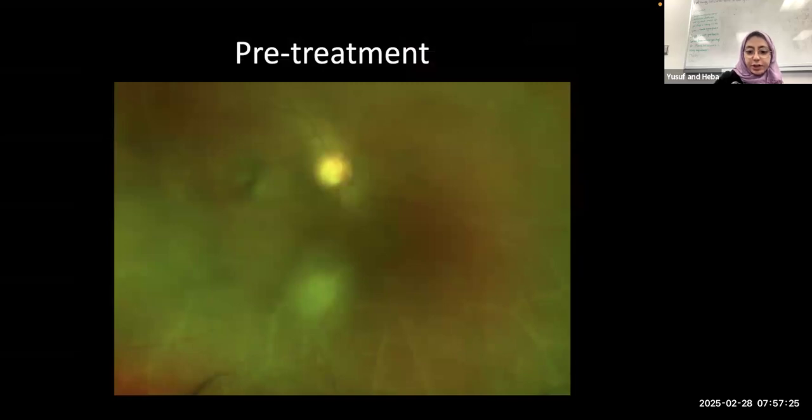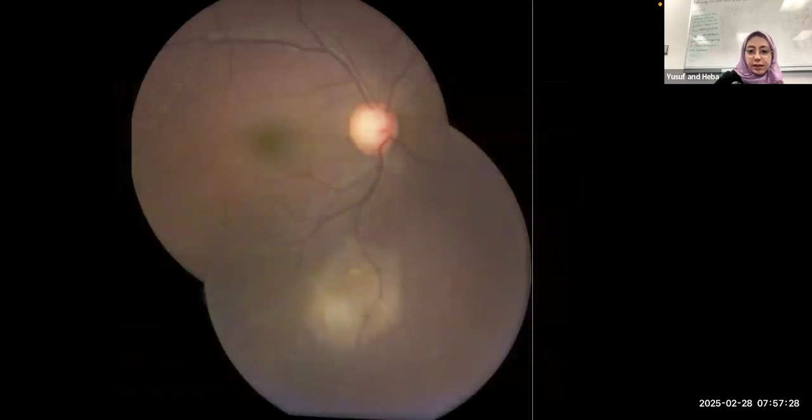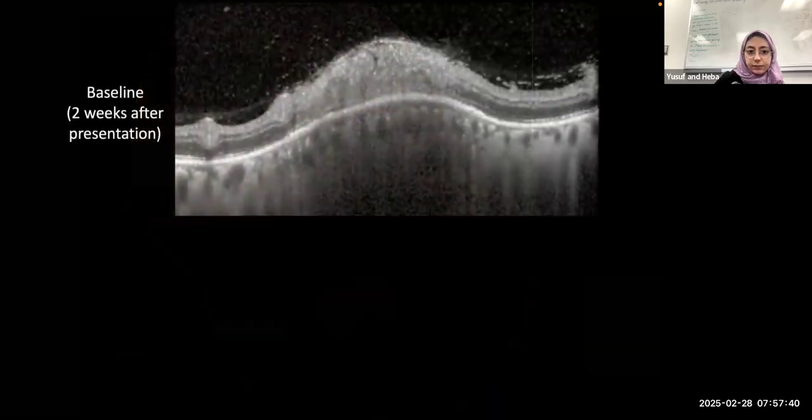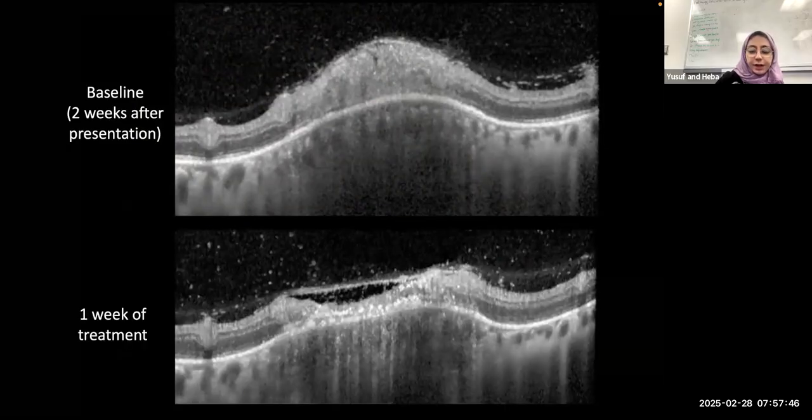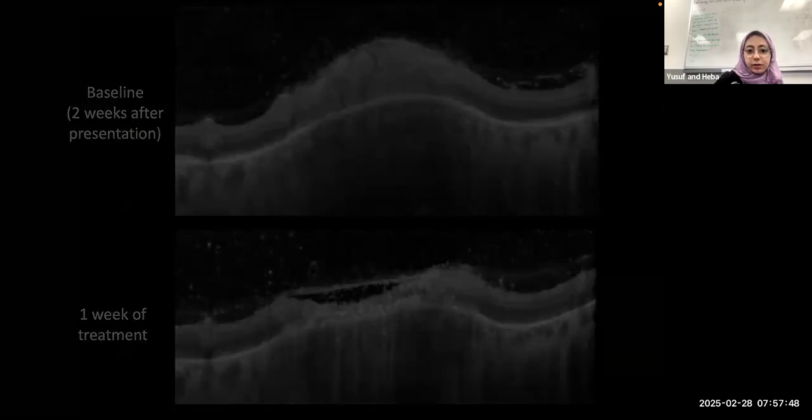And you can see this was pre-treatment and this was post-treatment. So you can see that the vasculitis had resolved, and the focal chorioretinal lesion was also resolving, becoming more flat. I'm showing you the OCT again. You can see the bulk of the lesion, and then here you can see it flattening out 1 week after.